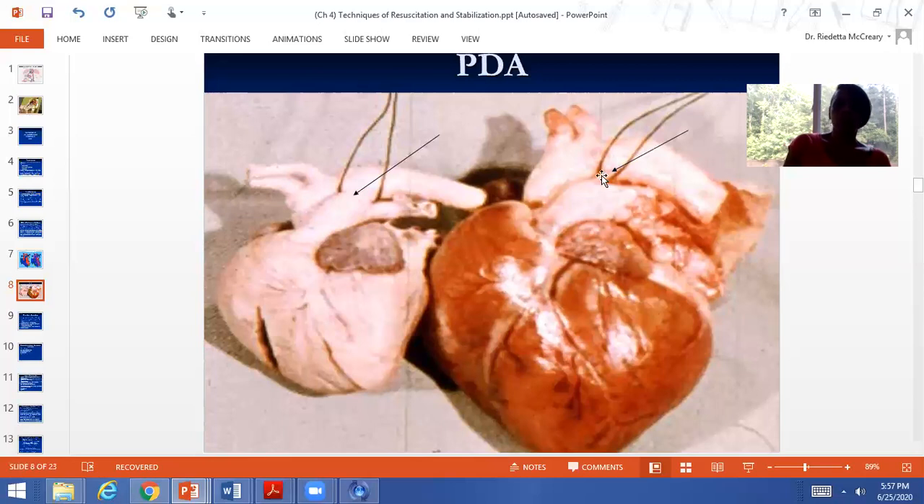So this is what's normal. It's what a normal heart would look like. Because it still would show that there was some type of connection, but now it's a ligament and it's not hollow, so no blood is flowing through there. Versus a patent ductus arteriosus looks like that.